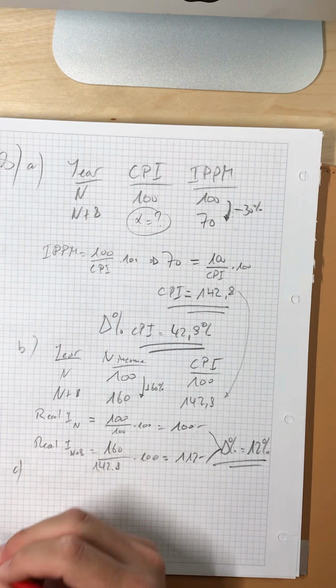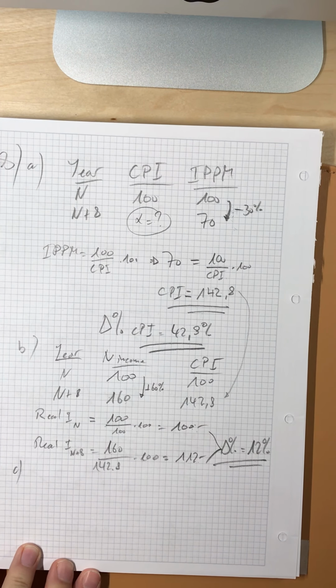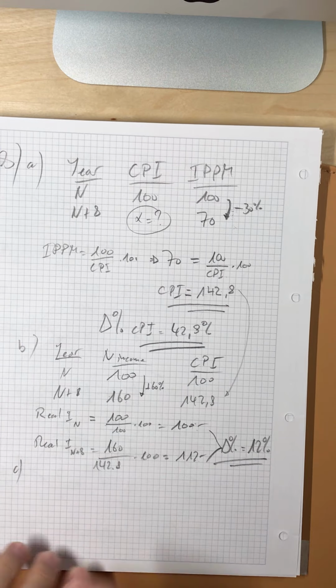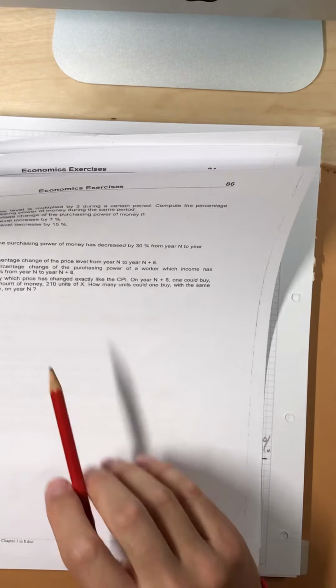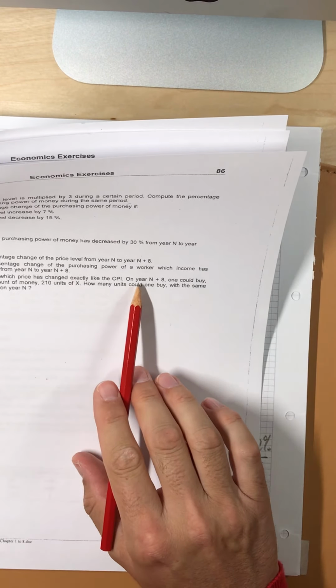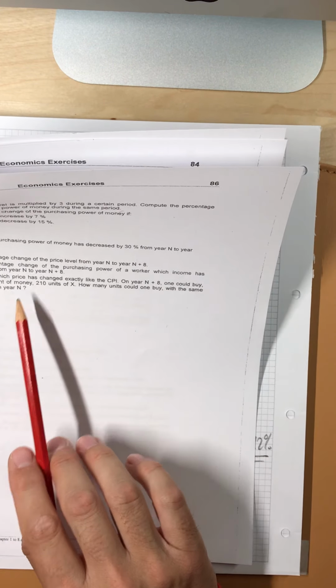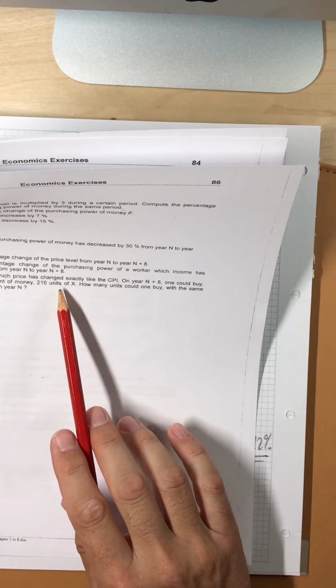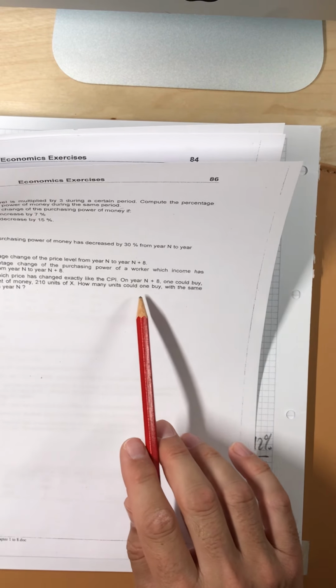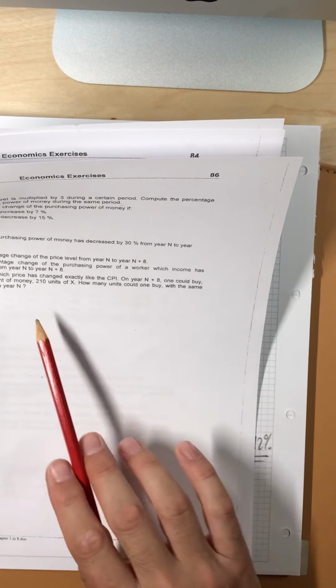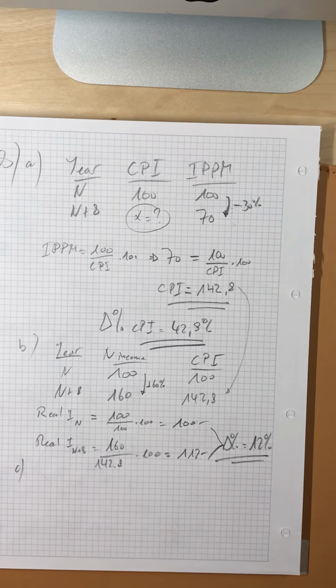And ladies and gentlemen, the last question. X is a commodity whose price has changed exactly like the CPI on year n plus 8. One could buy with a certain amount of money 210 units of X. How many units could one buy with the same amount of money on year n?